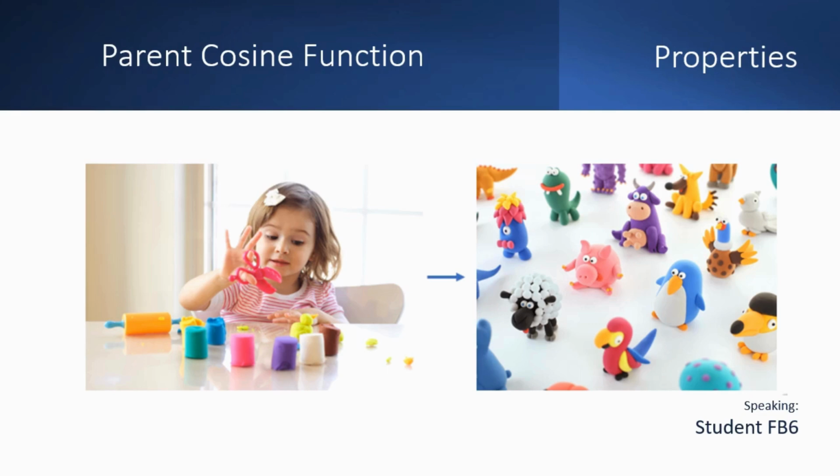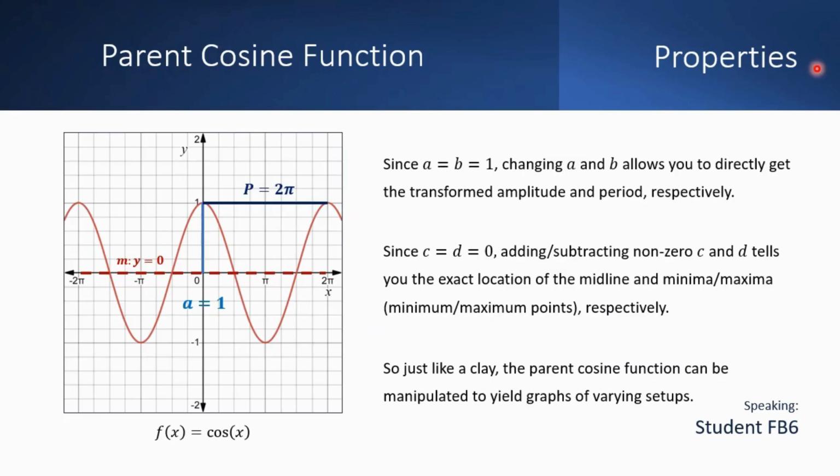So what are those behaviors? Since a is equal to b is equal to 1, this provides flexibility for the function to dilate depending on the factors a and b. So it can grow by the factor a vertically, or it can shrink depending on its value, as well as horizontally, which is dependent on the value of b.